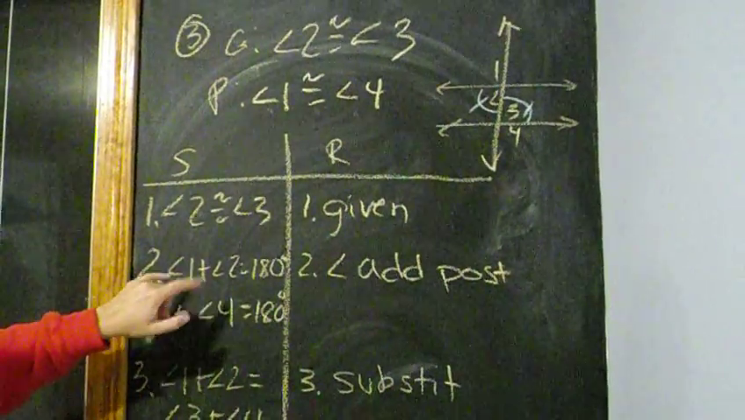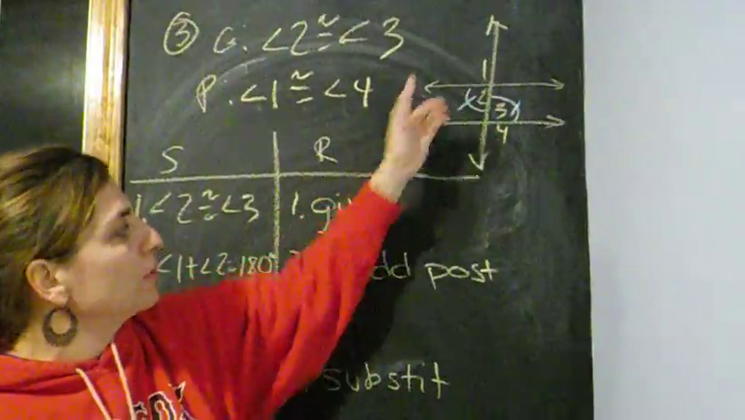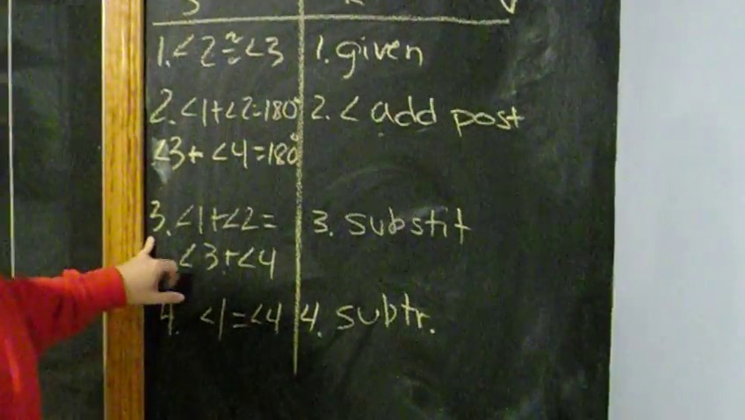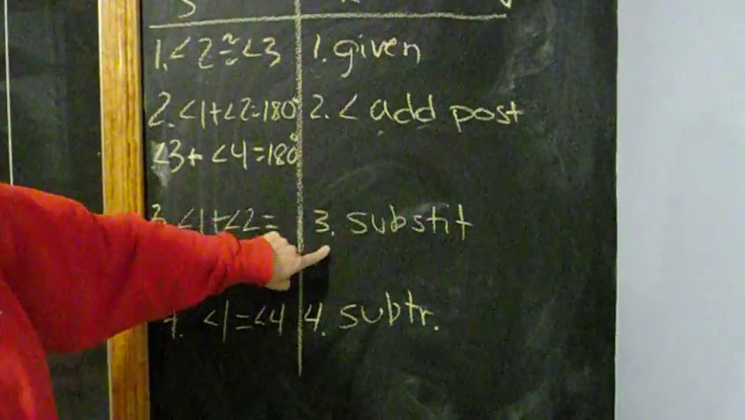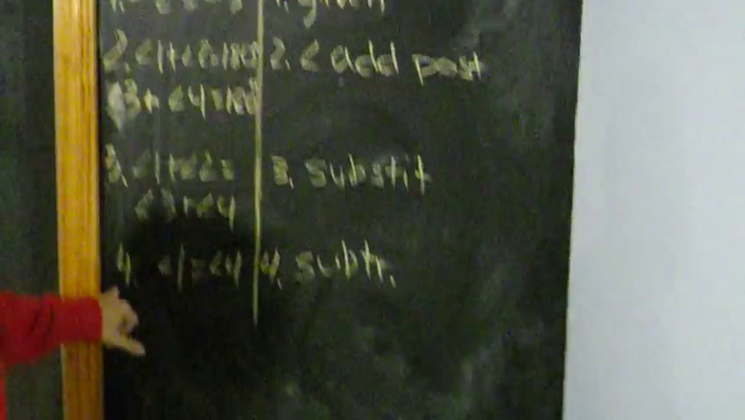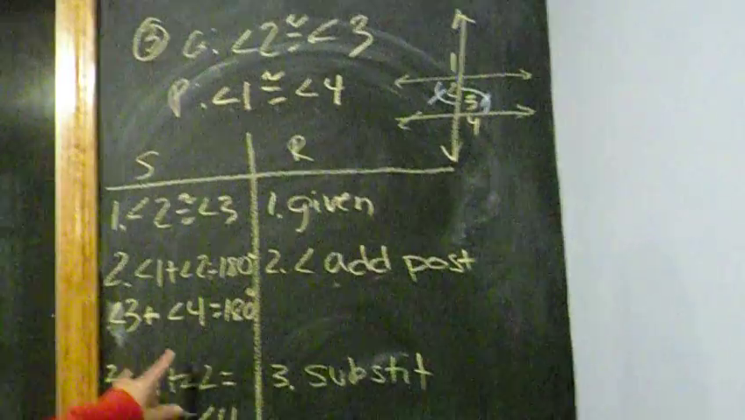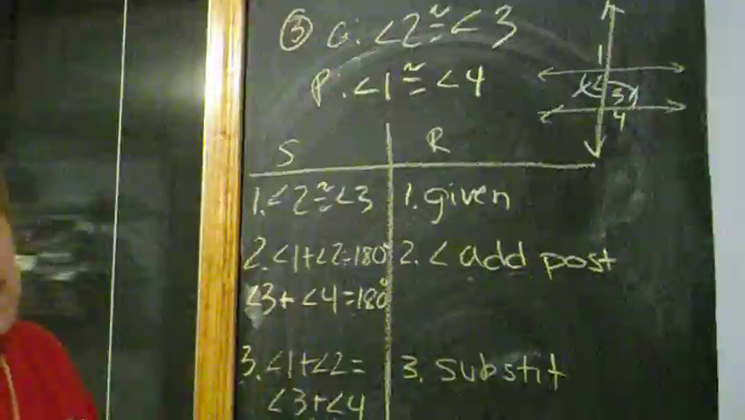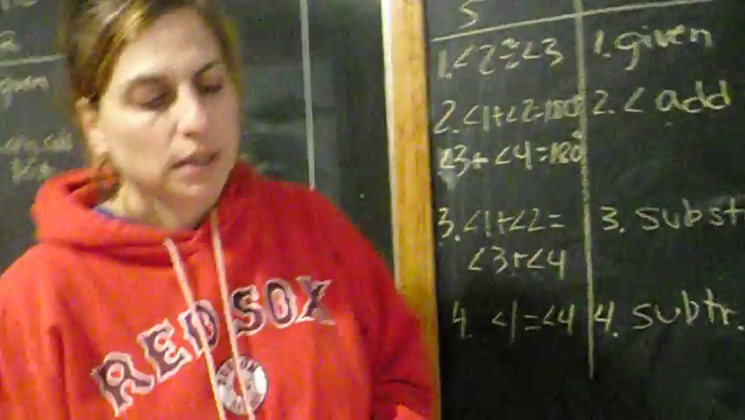Number 2, angle 1 plus angle 2 equals 180 degrees, and angle 3 plus angle 4 equals 180 degrees. That's by the angle addition postulate. Step 3, angle 1 plus angle 2 equals angle 3 plus angle 4 by substitution. They both equal 180 degrees, so you can just substitute that in. And number 4, angle 1 is congruent to angle 4 by subtraction. If I know that 2 is equal to 3, subtract those two out, and I get angle 1 is congruent to angle 4. I am just going to give you the reasons for number 1 and 2.